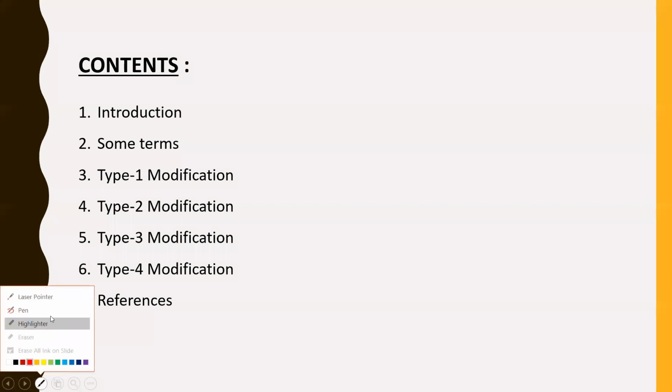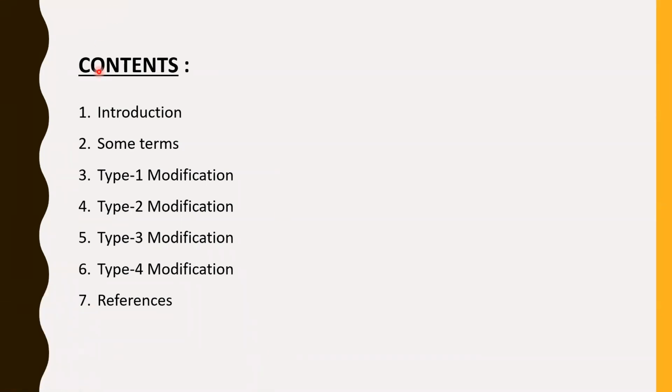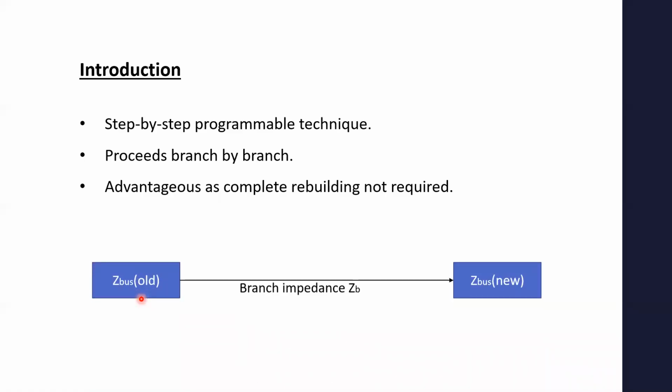I'll use the laser pointer. The contents: first we'll see some introduction and terminology, then we'll see four types of modifications, and then a few references. We'll also study an example that is present for the modification. Now, introduction.